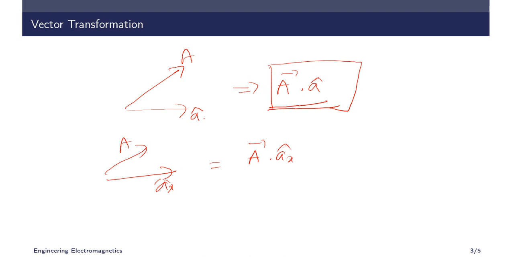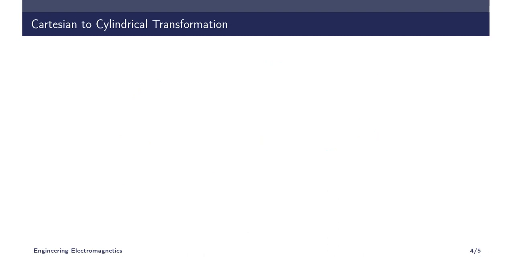If I want it in the direction of Aρ, so what I have to do? A dot Aρ. So this is how we will do. So this is a very important result. The component of a vector along the direction of a given unit vector is given by the dot product of that vector with the unit vector. Okay. Now we will convert a given Cartesian vector.